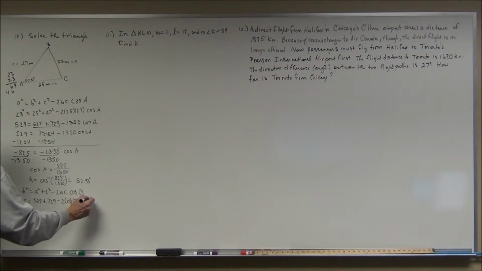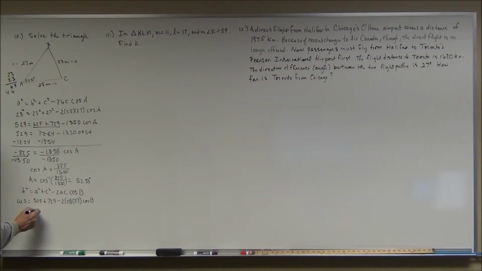Times the cosine of B. So when I solved this and multiplied it all out, I got the cosine of B to be approximately 0.50966, which means B turned out to be 59.36 degrees. Now I took the inverse cosine of this to find that.